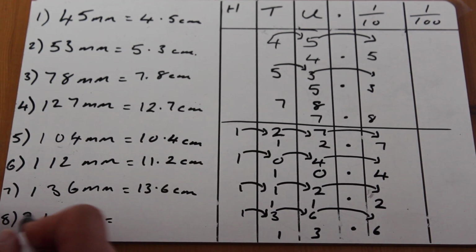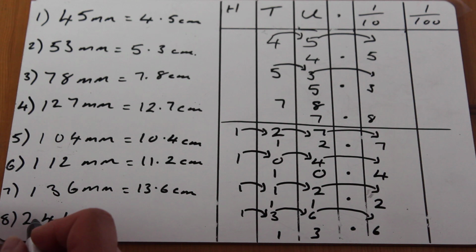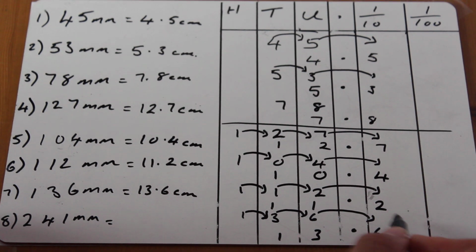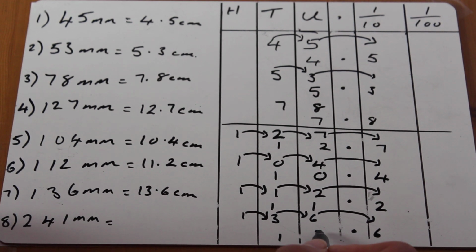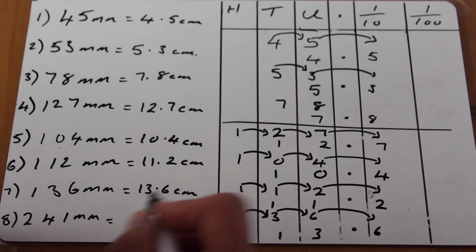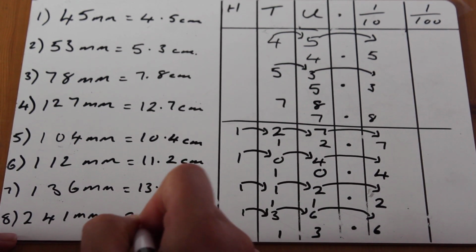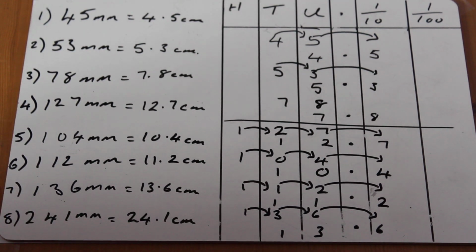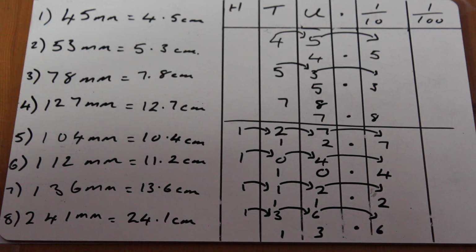And if you get the idea of what's going on, 241, well, the 1 jumps over to the tenths, the 4 jumps into the units, the 2 jumps into the tens. Sorry, I've run out of space. So that gives me 24.1 centimetres. And that is how we change millimetres into centimetres using a grid.